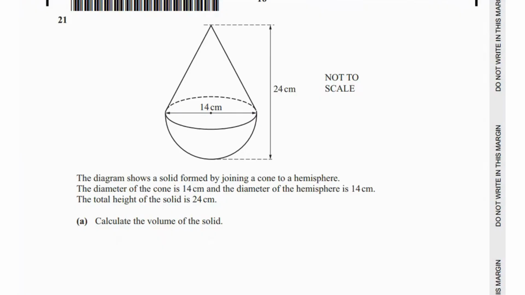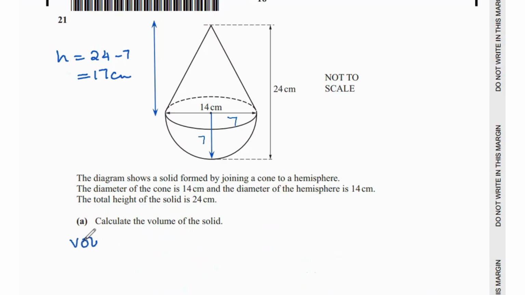One thing you need to remember over here is that if 14 is the diameter of the hemisphere, that means the radius is 7. And 7 is your distance from the center towards the circumference, as that is the radius. So this distance is also 7. So the height of the cone is going to be 24 minus 7, which is 17 centimeters.